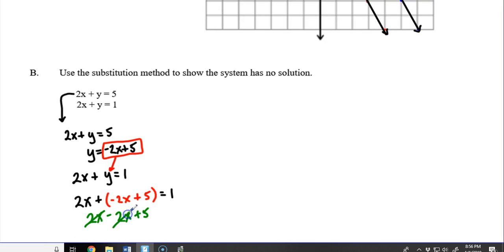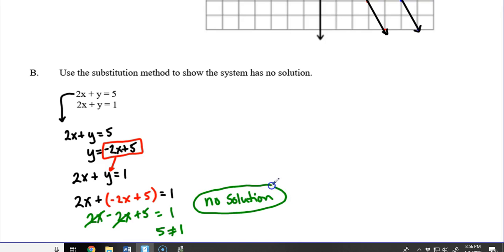2x minus 2x. Those are gone, right? But 5 doesn't equal 1. So that would mean no solution. All right, and that's what it looks like algebraically. You're going to end up with something that can never be true. With a graph, you're going to end up with parallel lines.